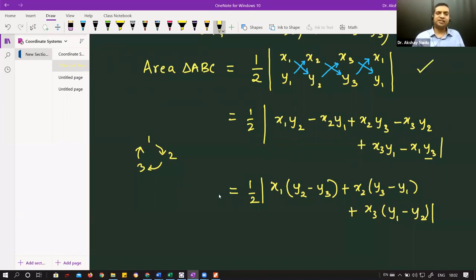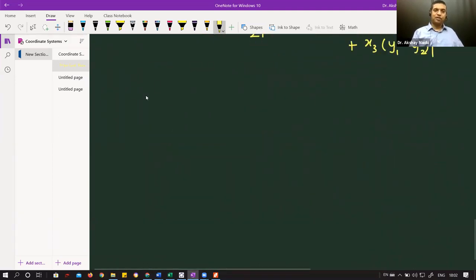It is the easiest. Another way to do it is by determinants. We have not learned determinants, but at some point I'll have to teach you determinants. But as of now, this much is sufficient to find the area of the triangle. So now I'll give you a problem for area. With that, we'll stop for today.